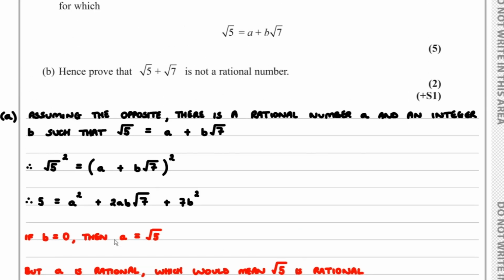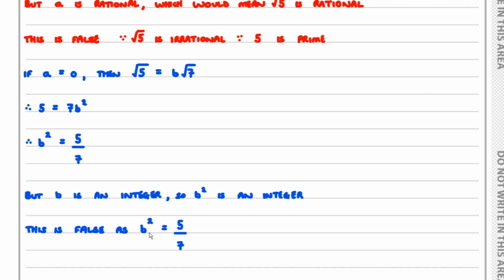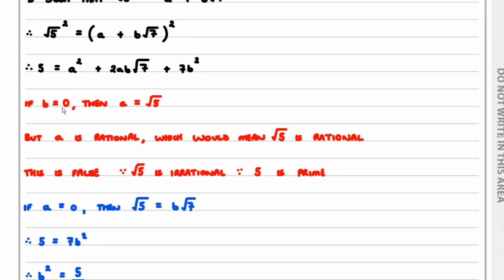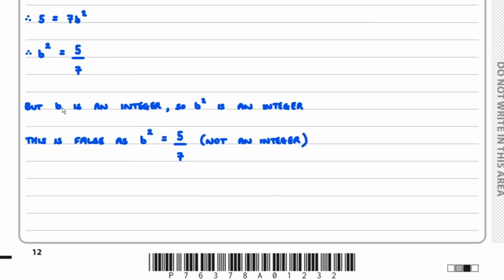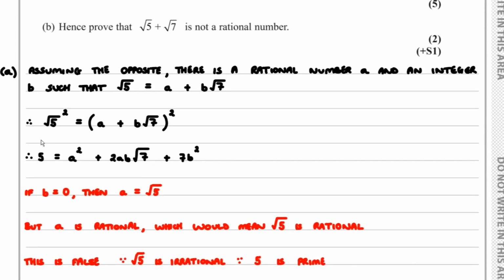Now, what we're saying is, we know b is an integer. So if b is an integer, that means b squared will also be an integer. But we've just found out that b squared is equal to 5 over 7, and this is not an integer. So this is false. So the case where a equals 0 and b equals 0 gives contradictions, meaning a cannot equal 0 and b cannot equal 0.